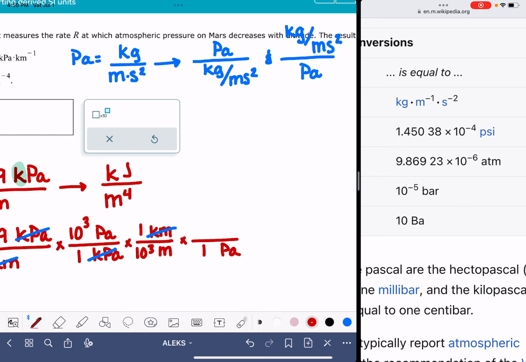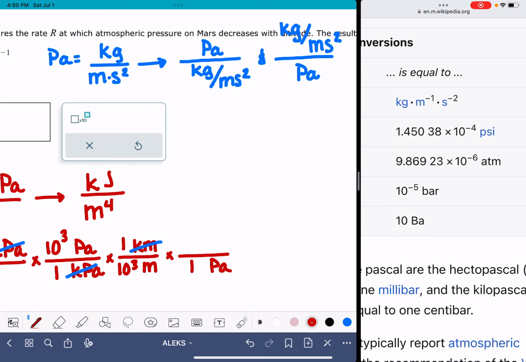So 1 pascal is 1 kilogram over meter second squared. I put these ones in front here just because it makes me feel comfy. When I have conversion factors that are just units with no numbers associated with them, I don't know why, but it just makes me feel uncomfortable. Ones don't need to be there, but I guess I need them there.